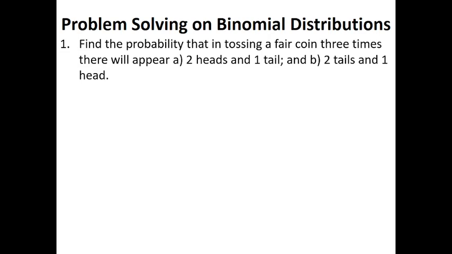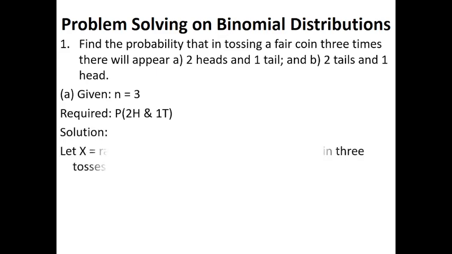Okay, let's analyze the problem. So we have n is equal to 3. So number of trials, 3. Find the probability that in tossing a fair coin 3 times, number of trials is 3, there will appear 2 heads and 1 tail. So here's 2 heads and 1 tail.